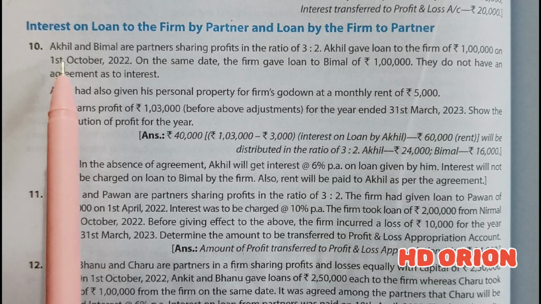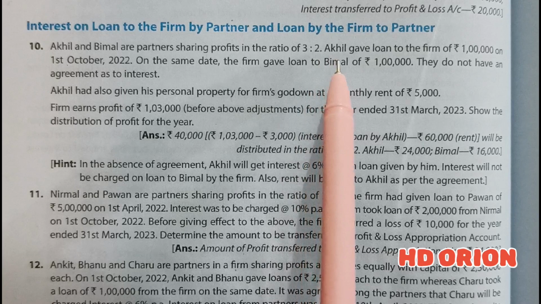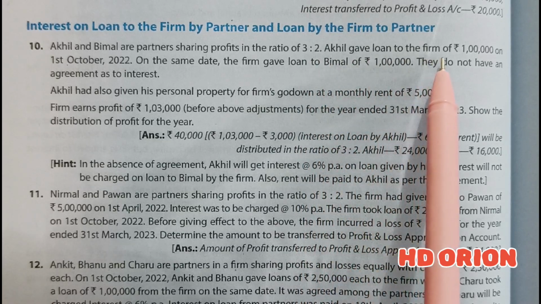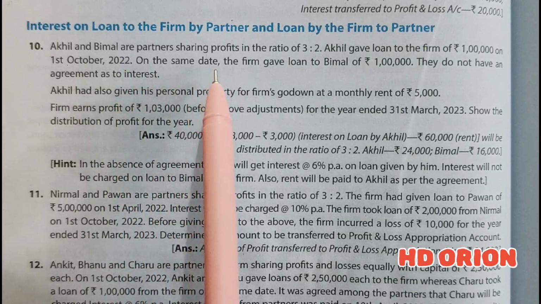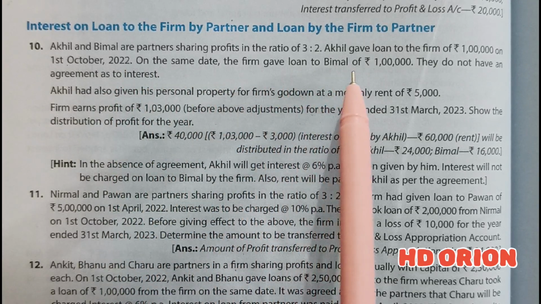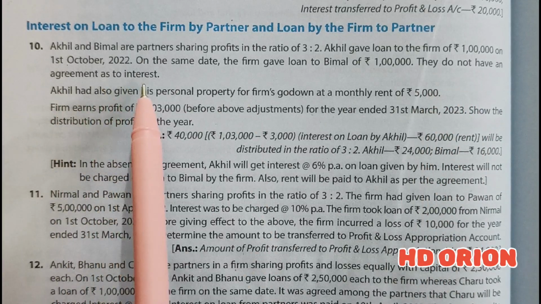Question number 10. Akhil and Bimal are partners sharing profits in the ratio of 3:2. Akhil gave a loan to the firm of rupees 1 lakh on 1st October 2022. On the same date, the firm gave a loan to Bimal of rupees 1 lakh. They do not have an agreement as to interest.